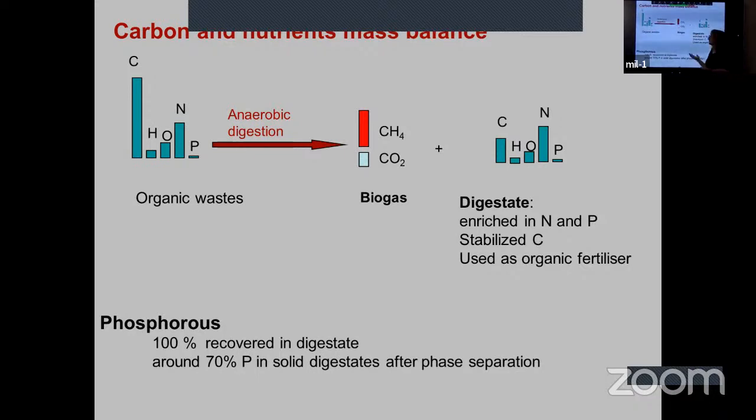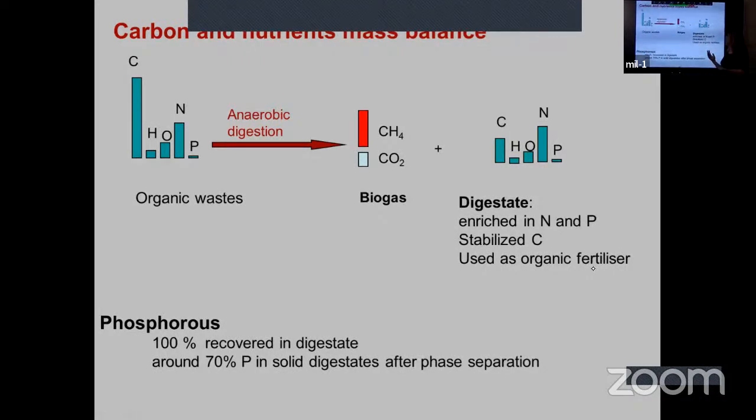In the case of phosphorus, you know, there's a concern about the availability of phosphorus. 100% of this phosphorus is recovered in the digestate, and around 70% in the solid phase of the digestate after phase separation.